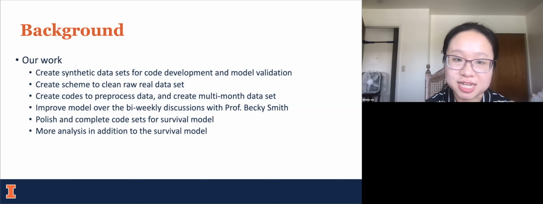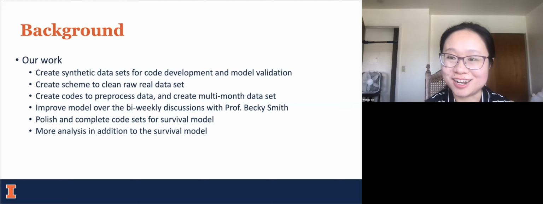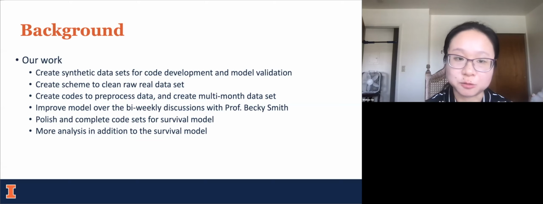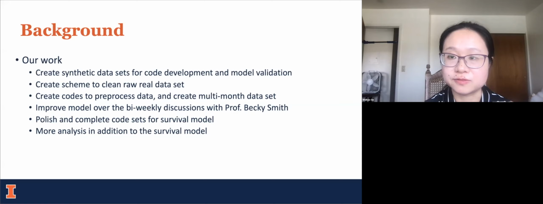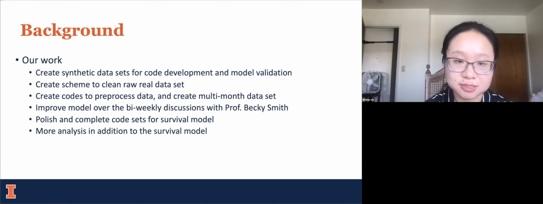Before we get the data, there is a lot of processing and paperwork to do. So what we did was create a synthetic data set for code development to make the model. We also used the synthetic data sets to validate our model, to make sure that when the real data comes, we already have a valid model to work with. And once we got the real raw data set, we created a scheme to clean it, for example, to remove the outliers, to impute the missing values, and to remove the inconsistencies.